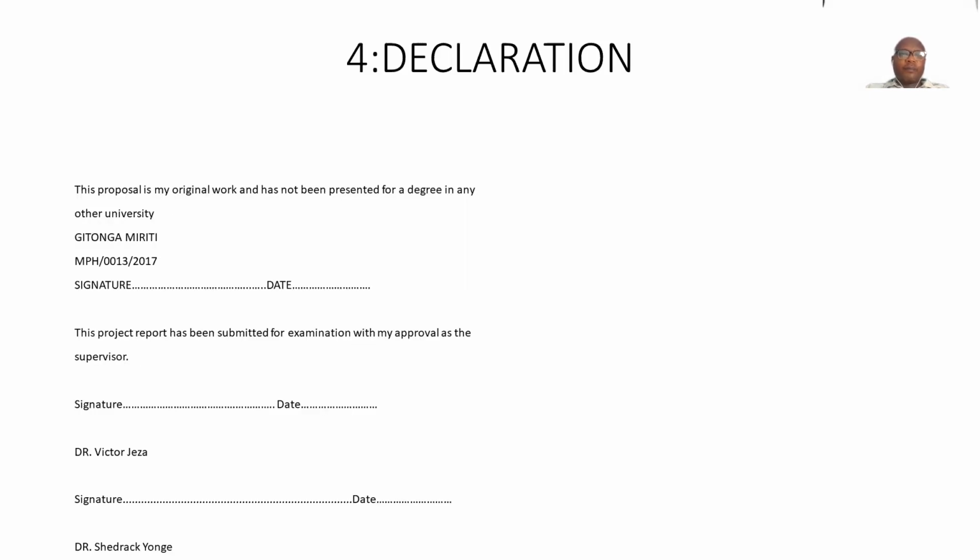The fourth is the declaration, and that's a sample of a declaration. You declare basically that whatever you're doing is not submitted somewhere else. You write your name, your college number, your signature. Then it has to be signed by your professors who supervised you when you were doing your study.